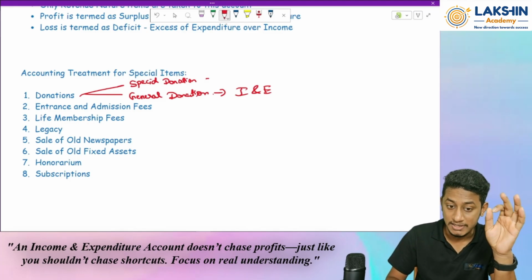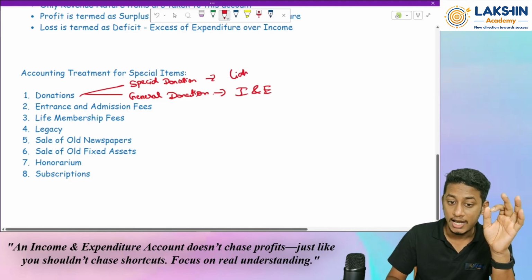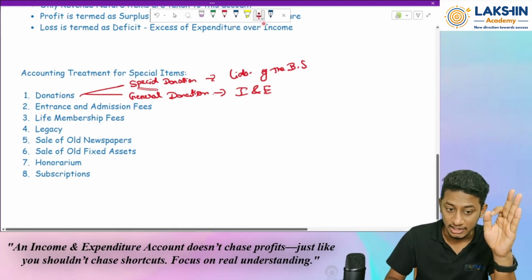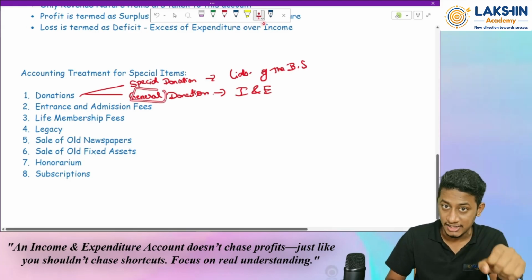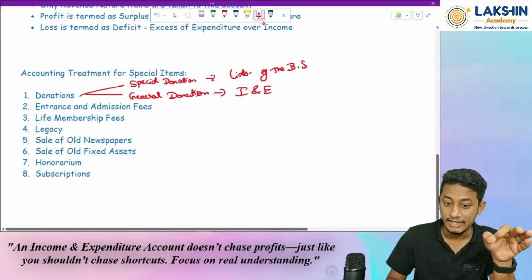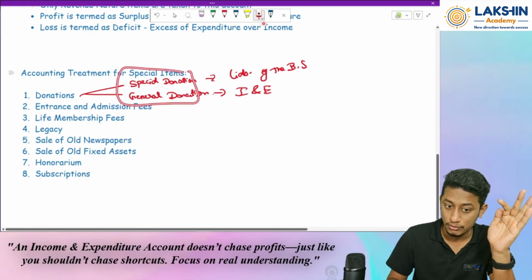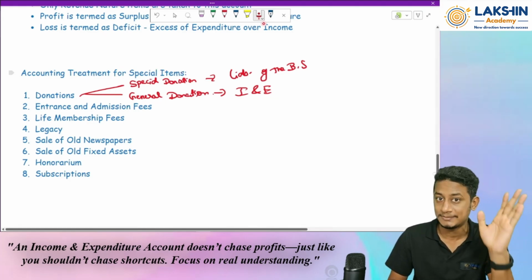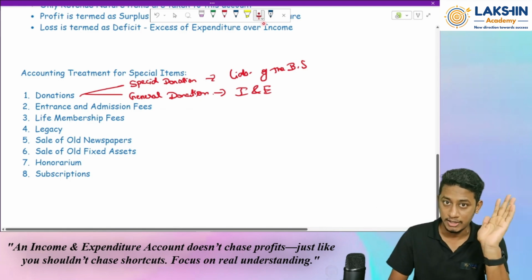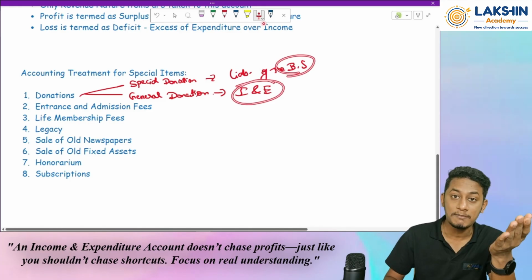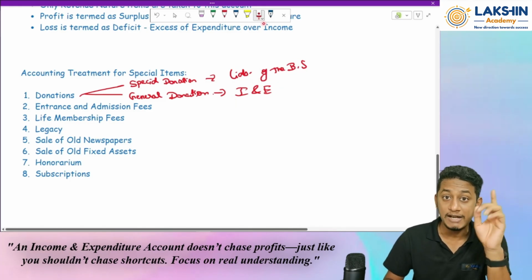Whenever we receive a special donation, this will go to the liability side of the balance sheet. Remember this, okay? Whenever there is a general donation, since it is a major income of a NPO, we take it to the income and expenditure account. Both will go to my receipts and payments account on the receipt side because I am receiving it. This is the first part. Subsequently, it has to go to either my balance sheet or to my income and expenditure. That will depend on what?